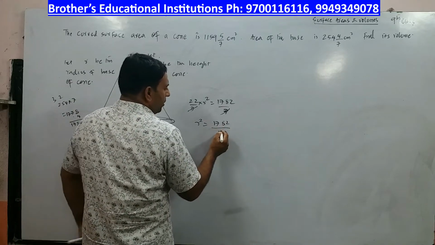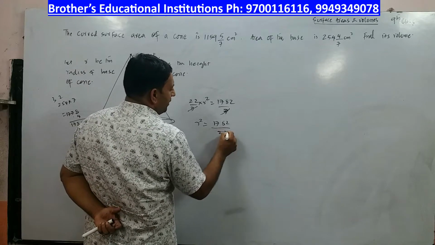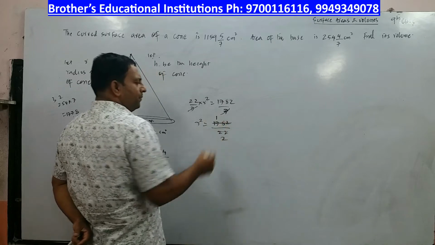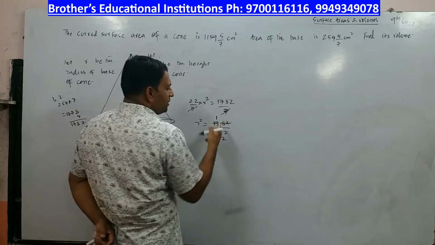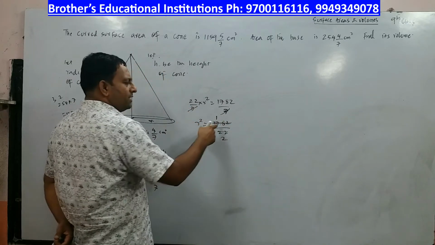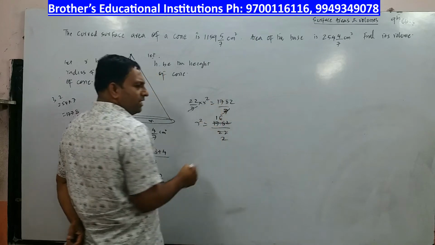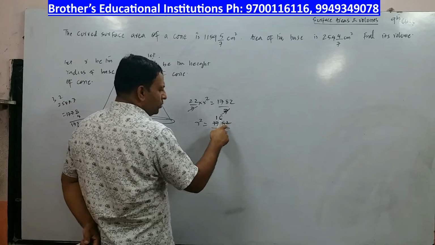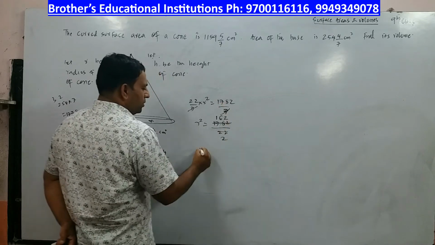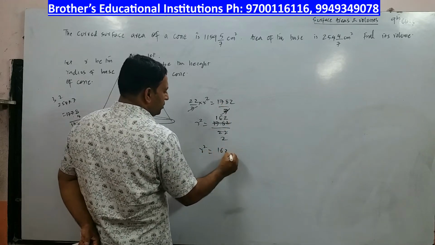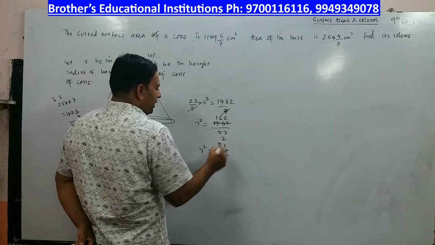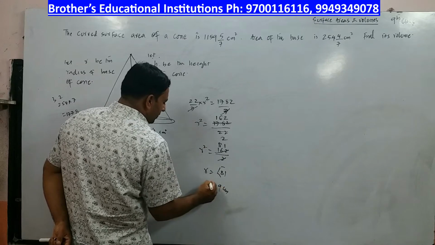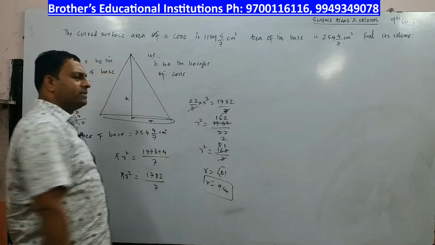Alright, now what am I going to do? I will say 11 2s are 22, 11 1s are 11. Out of 17, if 11 is removed, 6 is left, 68. 68 means 11 6s are 66. Out of 68, if you remove 66, you have 2. 11 2s are 22. So R square is equal to 162 divided by 2, which is nothing but 81. So R is equal to square root of 81, which is 9 centimeters. So the radius of the base you got as 9 centimeters.